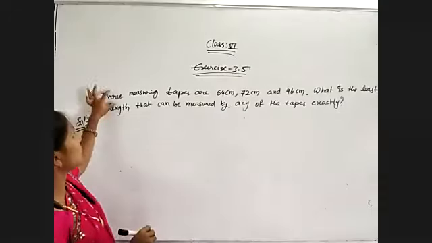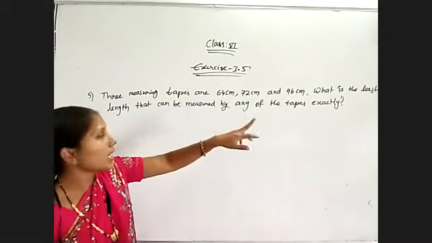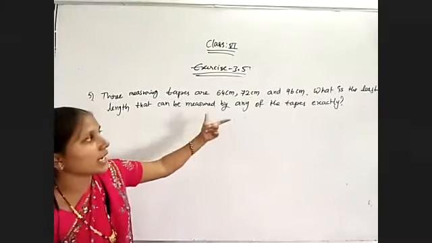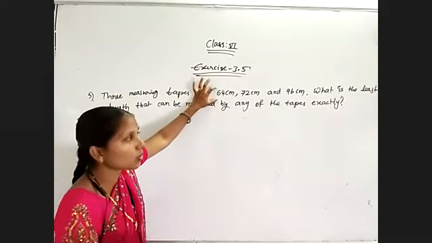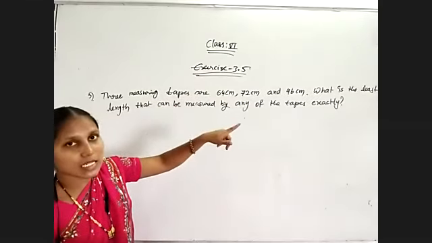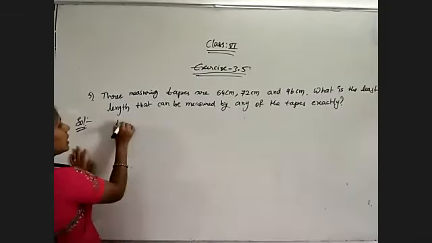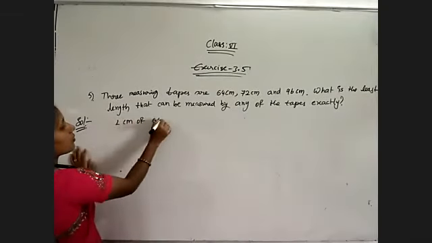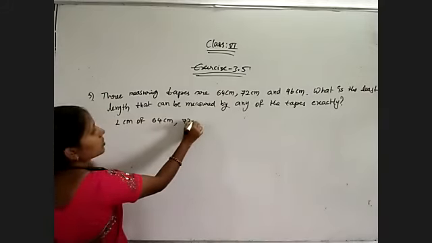So what is the question? 3 measuring tapes are 64, 72 and 96 centimeters. What is the least length that can be measured by any of the tapes exactly? So what is the LCM of these 3 numbers? That only will be divisible by each and every number. So least length they are asking, LCM. Find out the LCM of 64 centimeters, 72 centimeters and 96 centimeters.